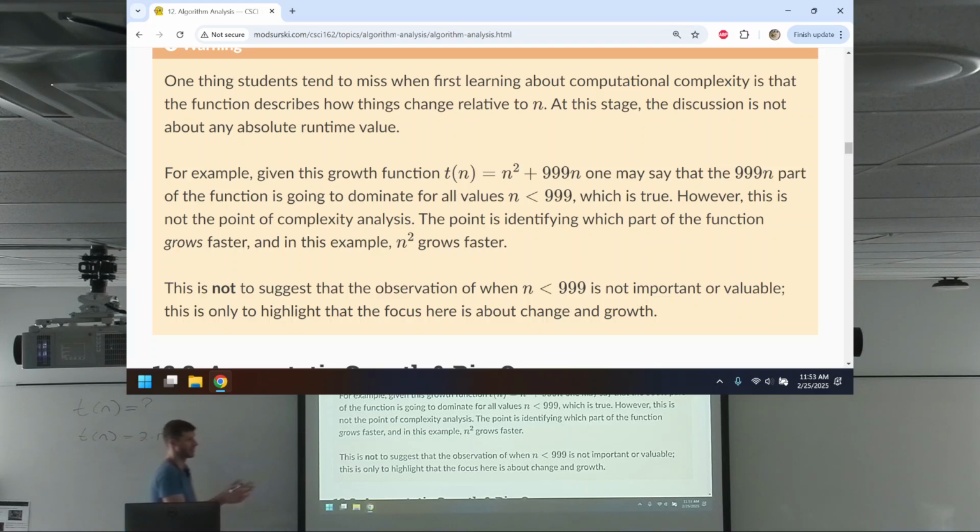So given a growth function n squared plus 999n, one may say that the 999n part of the function is going to dominate for the first 999 values, which is true, but this is not the point of computational complexity analysis. The point is identifying which part of the function grows faster, and in this example, n squared grows faster. This is not to suggest that observing when n is less than 999 is not important. Of course it's important. If your problem is always n less than 500, then this is valuable information. But it's about thinking at scale, large: how does it grow?